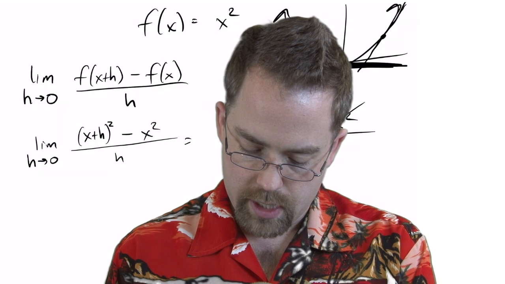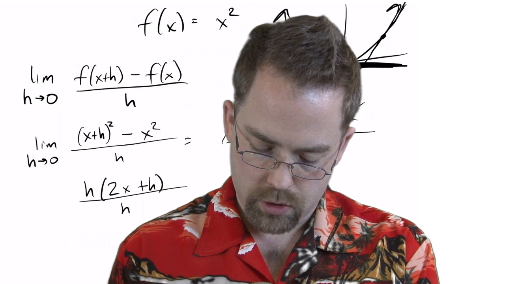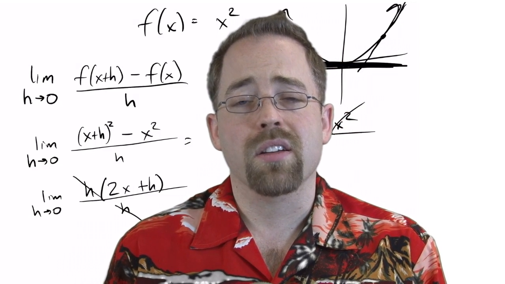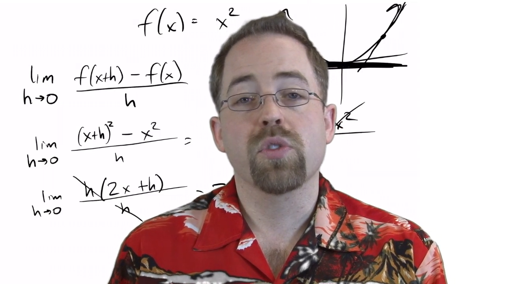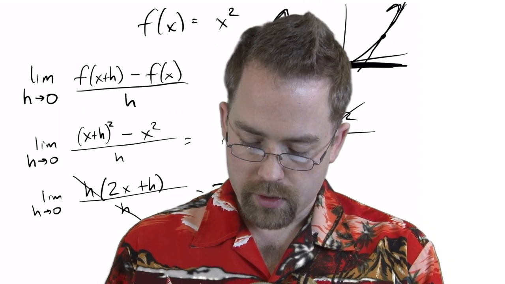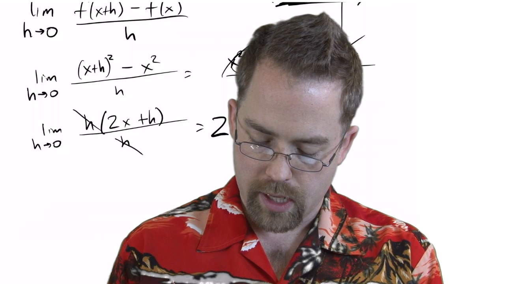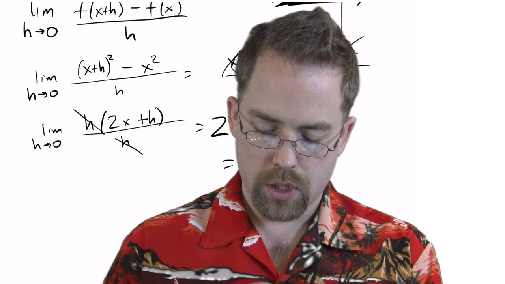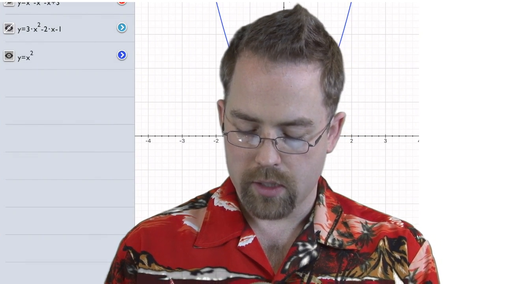So we can take out the h and get 2x plus h all over h, limit as h goes to 0, that the h's cancel. And now it doesn't matter if we plug in h of 0, we're just going to get 2x. So this is what is called the derivative. The derivative of x squared is 2x. And if I plug into this derivative function, if I say plug in x at 1, then I get an output of 2. So we can see that the slope right there at 1 is 2.